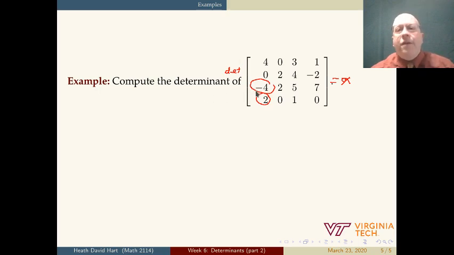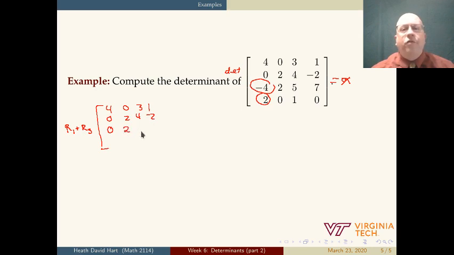I can cancel the negative 4 by adding positive 4. That's going to be row 1 plus row 3. So 4 and negative 4 is 0. 0 and 2 is still 2. 3 and 5 is 8. 1 and 7 is also 8.